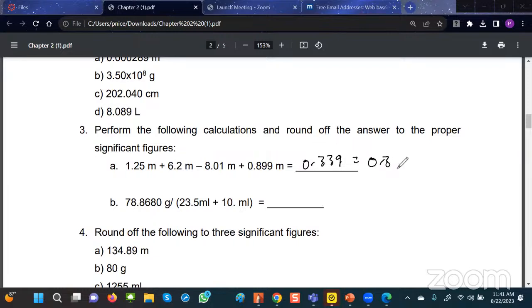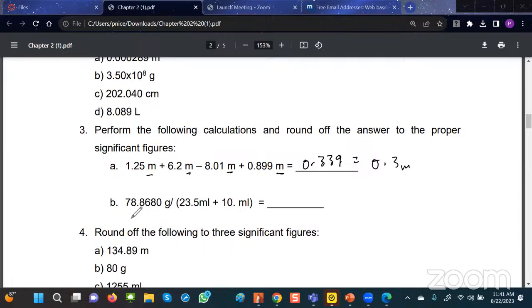0.3. And don't forget the units, meters. You need to include the units because we have units here. So the answer here would be 0.3 meters. Okay, very good.